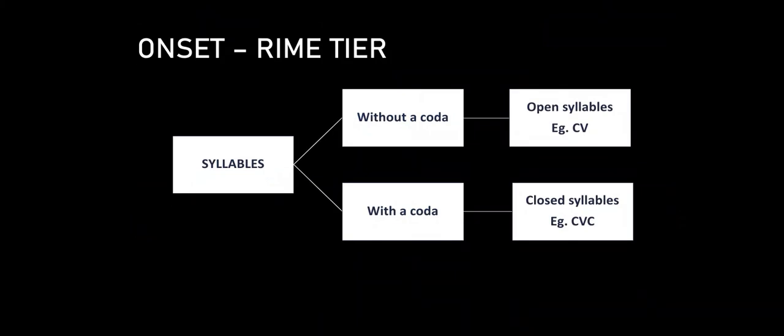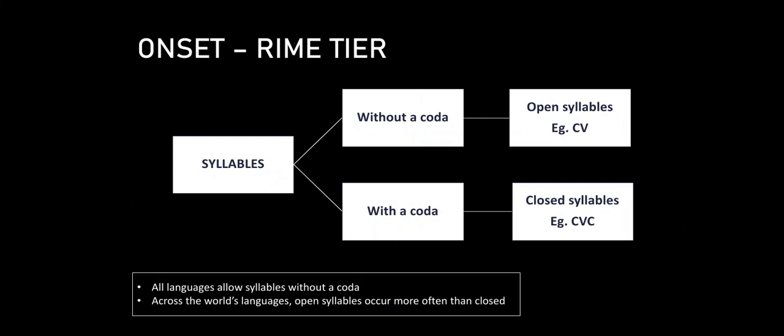Syllables without a coda are called open syllables, for example, a consonant-vowel combination. And syllables with a coda are closed syllables, like a consonant-vowel-consonant combination. All languages allow syllables without a coda, and some languages do not allow for closed syllables. And open syllables occur more often than closed syllables across the world's languages.